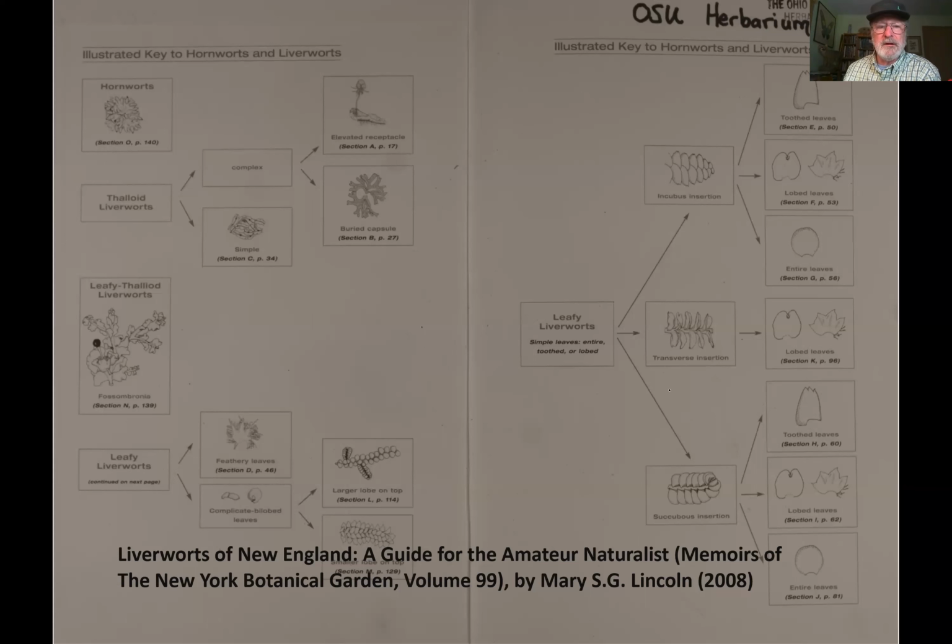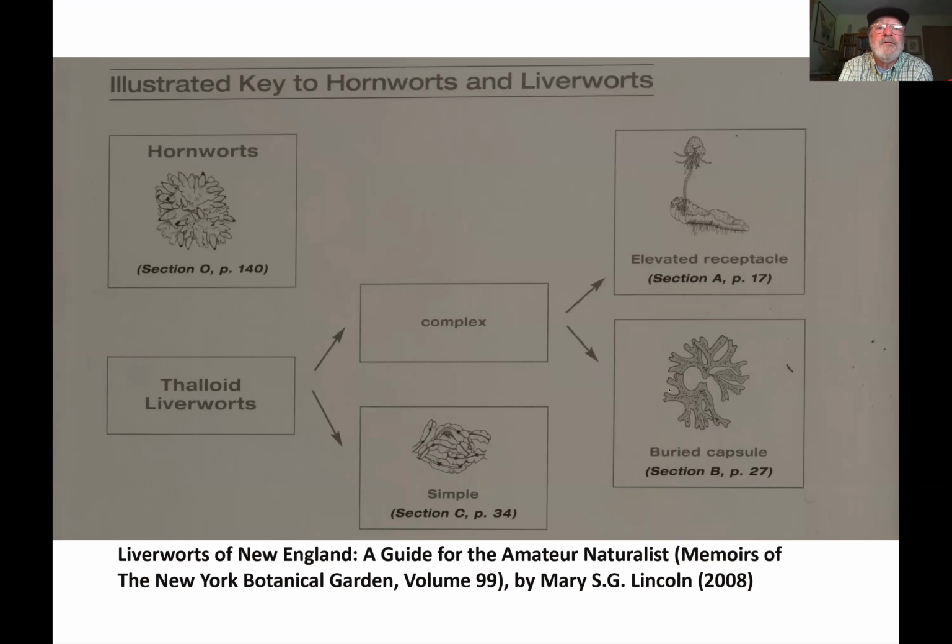And these are the groups that are going to be used in this presentation to share with you some common Ohio and elsewhere liverworts. So first off, Mary Lincoln shows us hornworts, about which we'll learn a bit at the very end, and then directs our attention to thalloid liverworts. These are the ones that don't have leaves. They have an undifferentiated sort of strap-shaped or tongue-like body that looks like a liver.